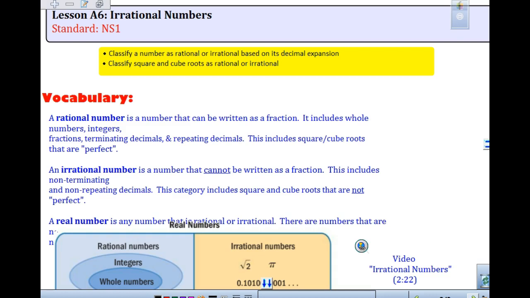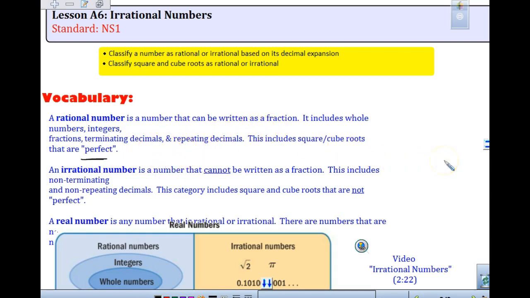Right under vocabulary on the top of that page in your notes. A rational number, right below the word vocabulary, is a number that can be written as a fraction. It includes whole numbers, integers, fractions, terminating decimals, and repeating decimals. This includes squares and cube roots that are perfect. So the clues are perfect squares and perfect cubes, right? It can have integers, whole numbers, anything written as a fraction, decimals that repeat and end.